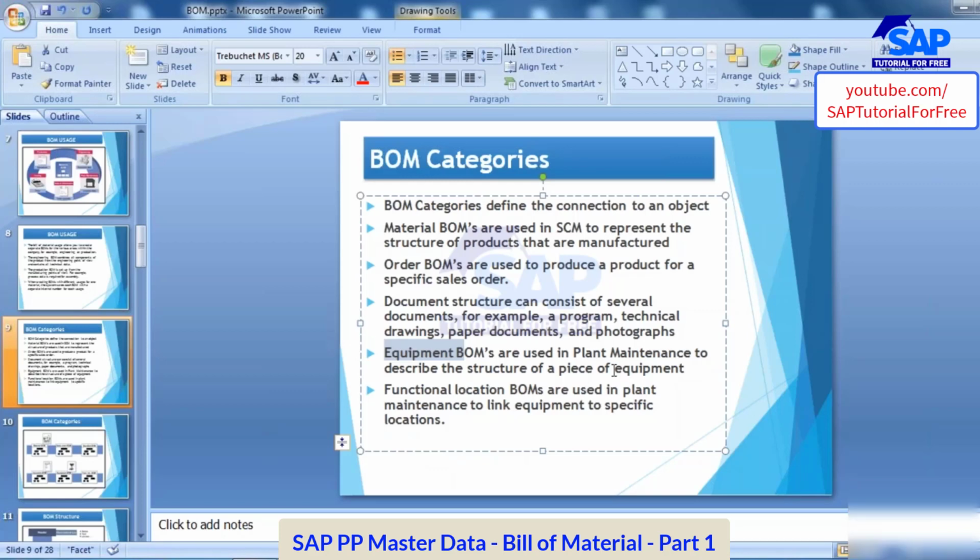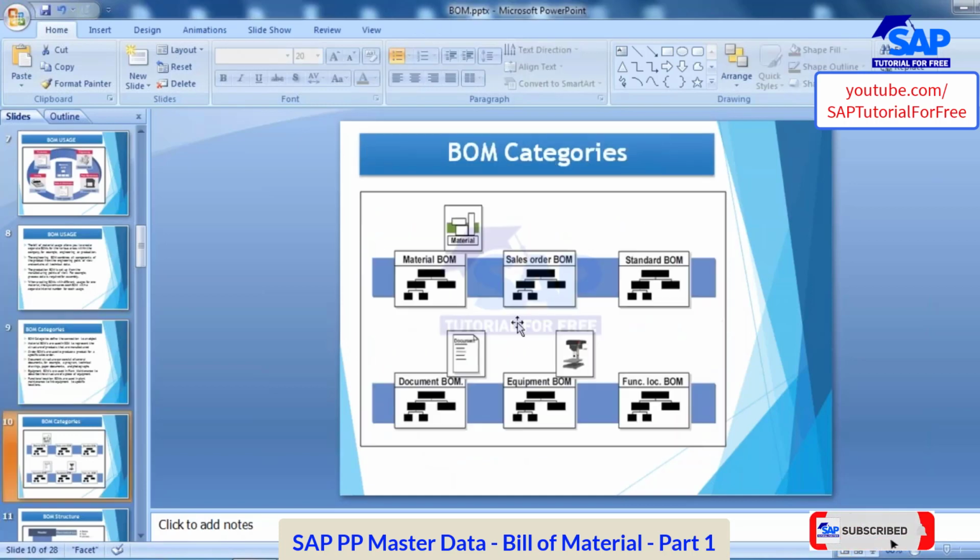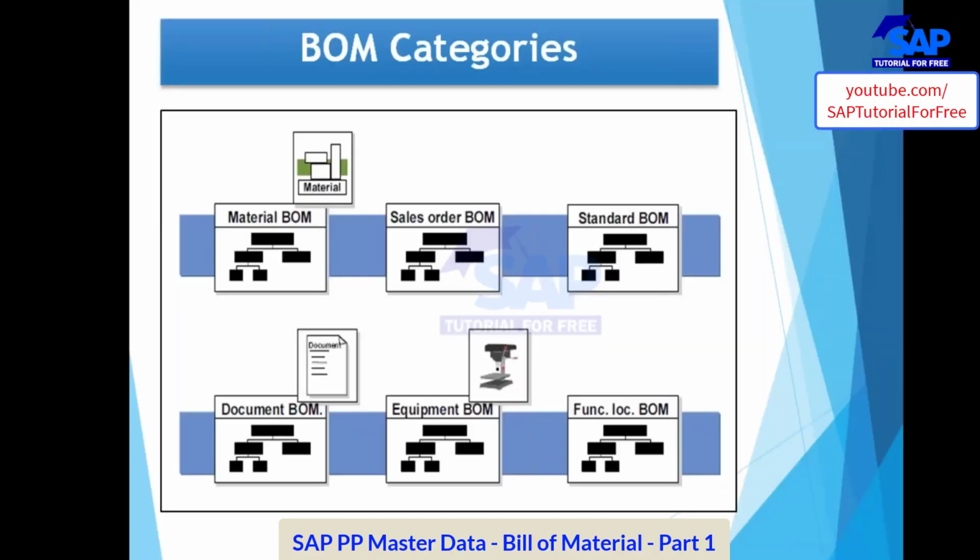There you create a BOM for equipment. In the equipment BOM, you will have the list of parts of that particular equipment. It will give you the structure of the equipment. So like this, the BOM category tells you the object for which you are creating the BOM. In the PP material BOM, you create the BOM for a material, whereas in sales, you create the BOM for a sales order, not for the material. This is a different category.